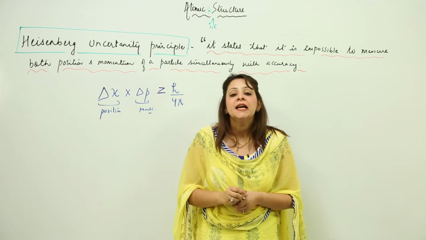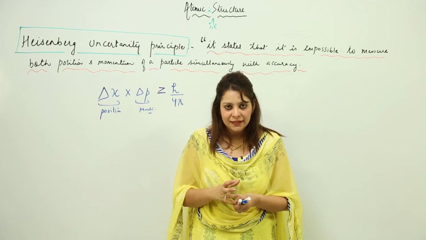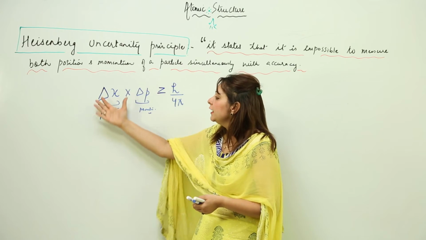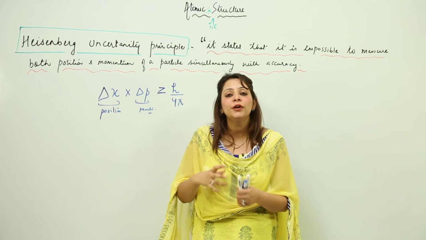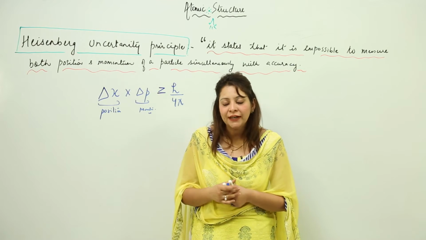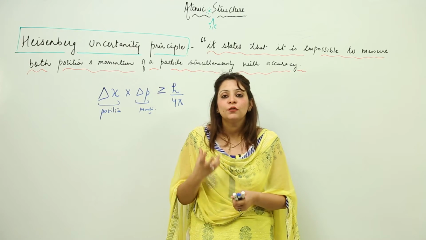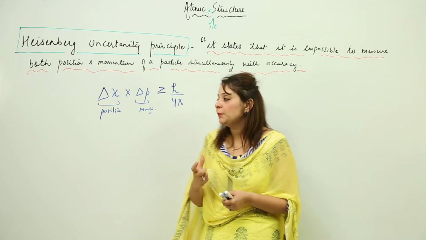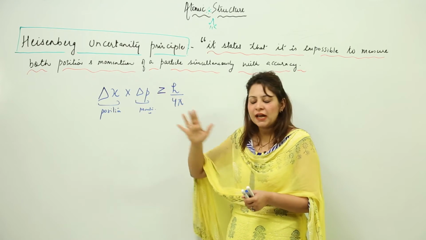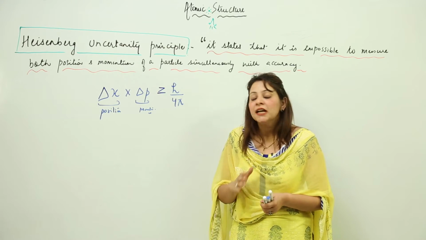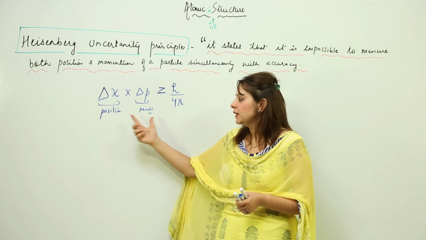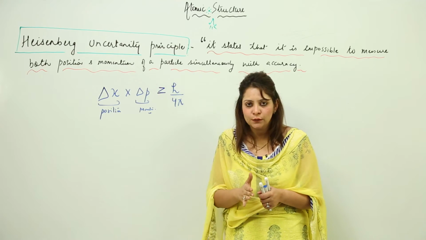always compulsory that we will get an error in that. That means we will get an error in the product of position and momentum of the particle when we calculate them simultaneously. And what will be that error? What will be the uncertainty? That will be something greater than, and one thing you need to keep in mind is that the value is always constant. That means the product of uncertainty in position and uncertainty in momentum is always a constant value.